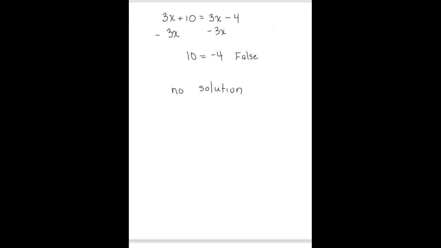You can also write it in set notation, which is an open circle with a slash through it. This is not a 0. This is the null set. All right, it's very specific. It's not a 0. If you write a 0, that's going to be wrong. Okay, so it's called the empty set, the null set, or no solution.